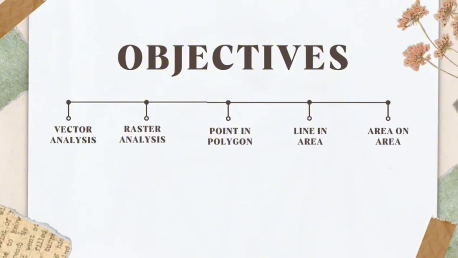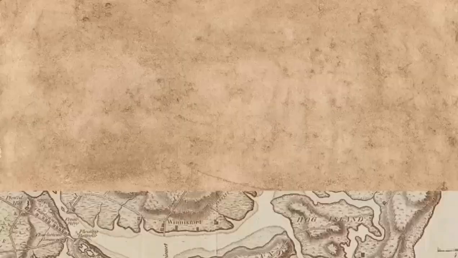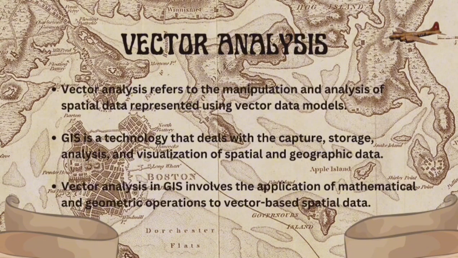The objectives of our task are vector analysis, raster analysis, point and polygon, line in area and area on area. Vector analysis refers to the manipulation and analysis of spatial data represented using vector data models. GIS is a technology that deals with the capture, storage, analysis and visualization of spatial and geographic data. Vector analysis in GIS involves the application of mathematical and geometric operations to vector-based spatial data.